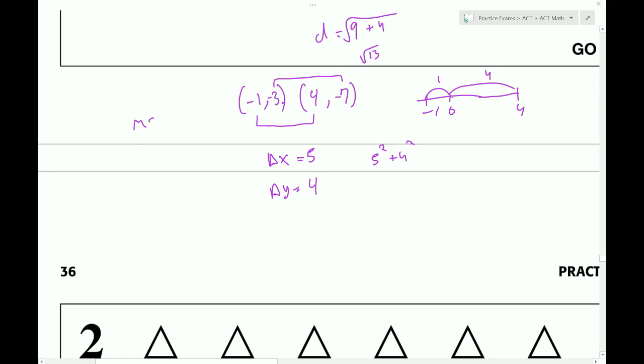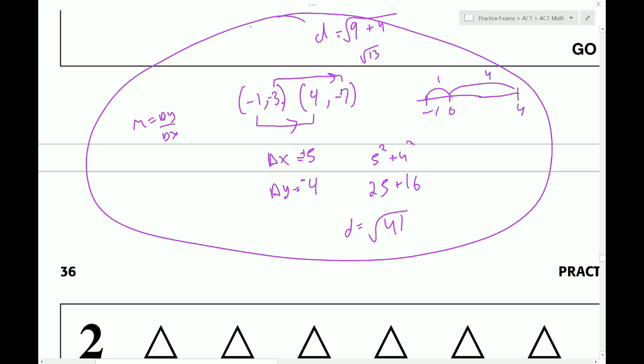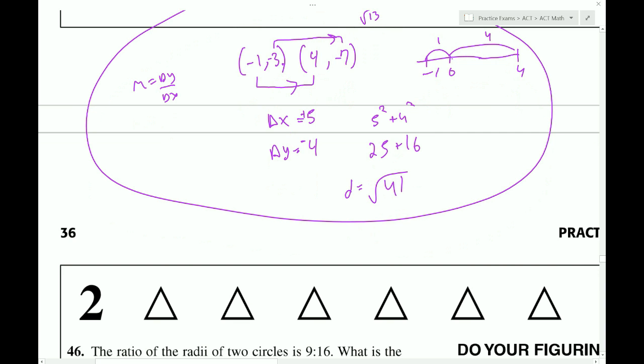Whereas with the slope formula, I will care about whether they go up or down, okay? So I would have to put a positive or negative depending on whether they go up or down. So in this case it would be up, so this would be a positive 5. And in this case it would be down because we went from negative 3 to negative 7, so it would be a negative 4. But anyway, we could disregard that for distance. 5 squared is 25. 4 squared is 16. So we end up with 41, and don't forget the square root. Okay, so this is another example of a similar kind of question with slightly harder numbers.